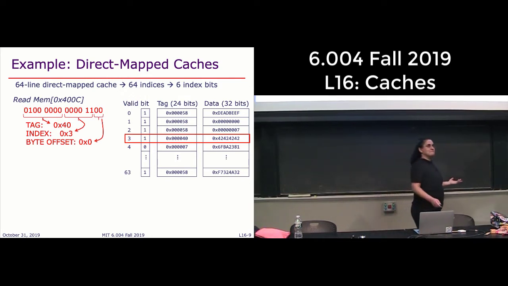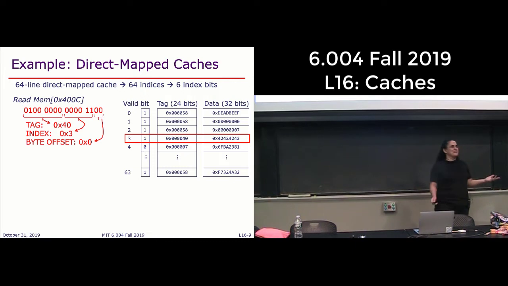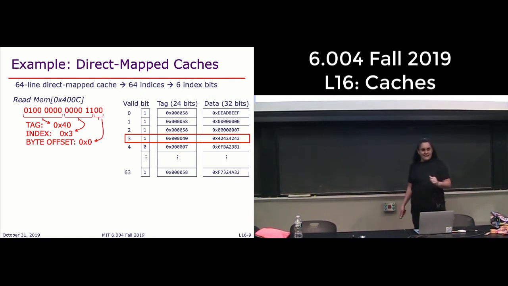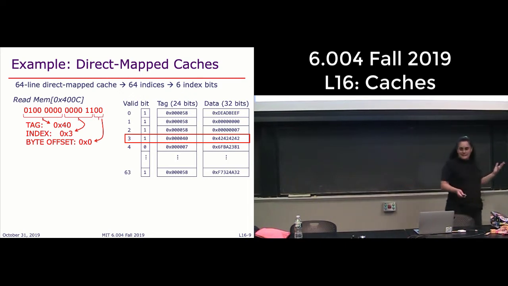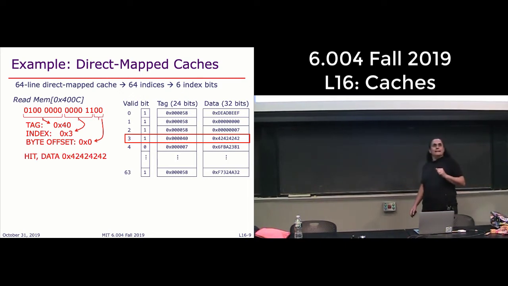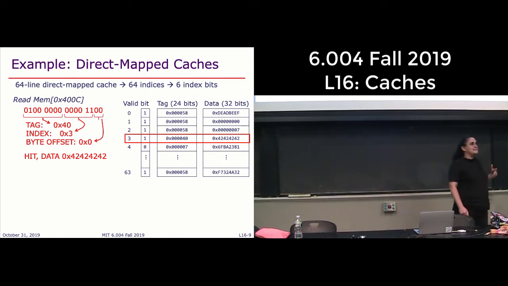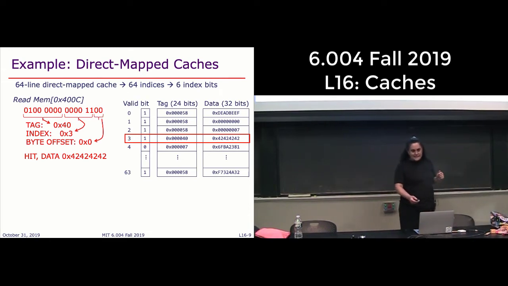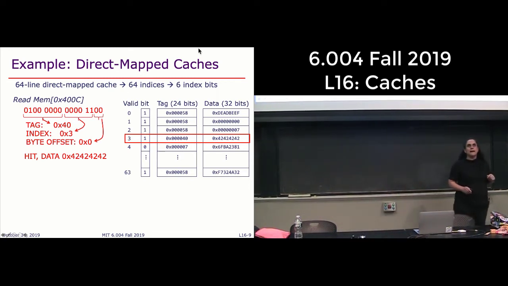In this case, what am I looking for? I'm looking for a tag of 0x40. I have a tag of 0x40, and my valid bit is 1, so I got a hit. Okay? So what's the data that I return? Now remember, the data that I'm returning is not the address. It's not this 0x40. It's the data that's stored on that same line. So what I'm returning from this read or load operation is this 0x42424242. Everyone comfortable with that?